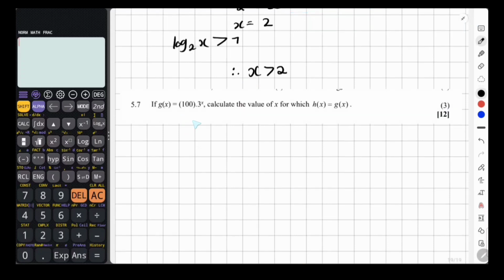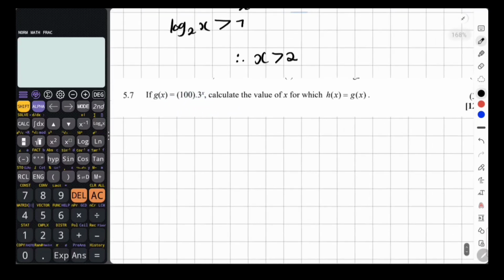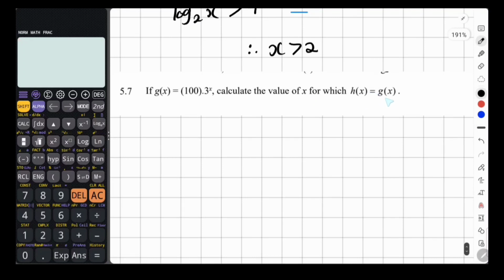Okay, so 5.7, the last question says, if g of x is equal to 100 multiplied by 3 to the power of x, calculate the value of x for which h of x will be equal to g of x. So remember that h of x was that 2 to the power of x. So we have to equate this and just solve for x. So we're saying that h of x, the 2 to the power of x, is now equal to this g of x, which is 100 multiplied by 3 to the power of x.